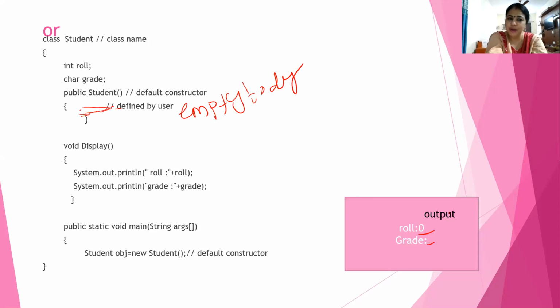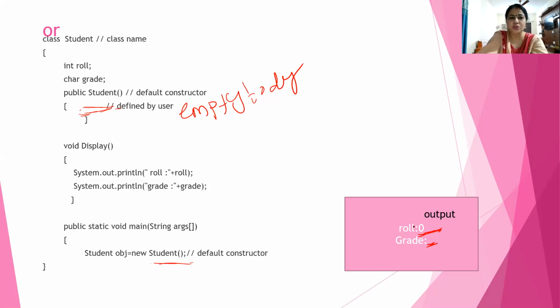That means if we are not mentioning anything, not initializing with any value, the default constructor still works here, and the compiler initializes with a certain dummy value. Due to the integer, the roll number is 0 and the grade is null. So without any body also, we can write the default constructor.